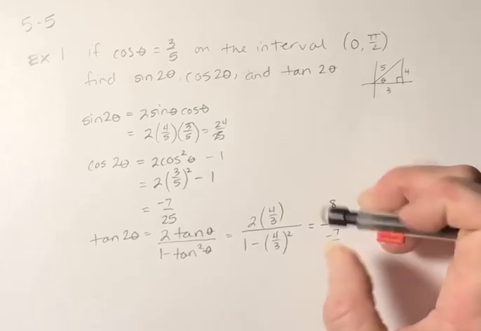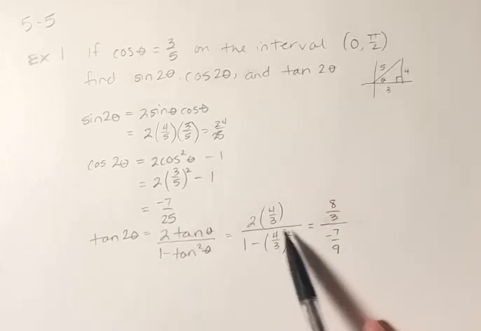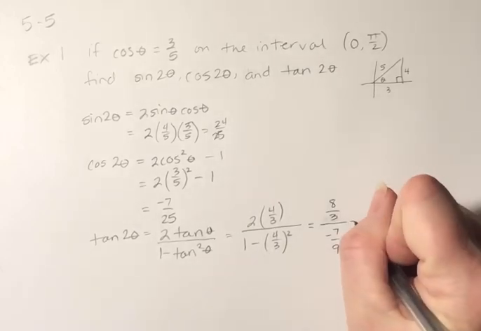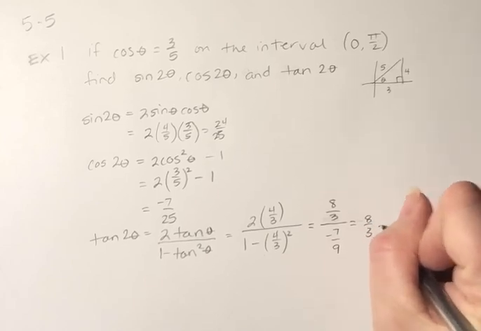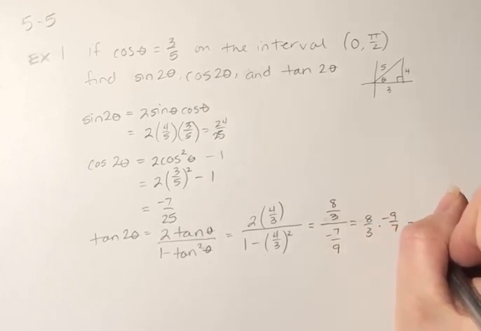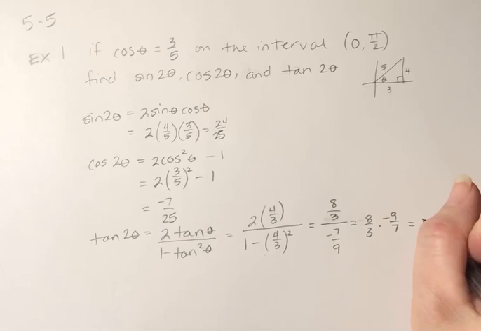And again, you could have used your calculator. You would have needed quite a few parentheses for this one. I'm going to multiply by my reciprocal. So I have 8/3 times a negative 9/7. Multiply that, and I get a negative 24/7.